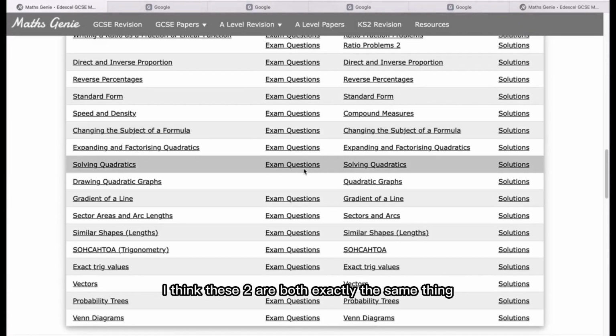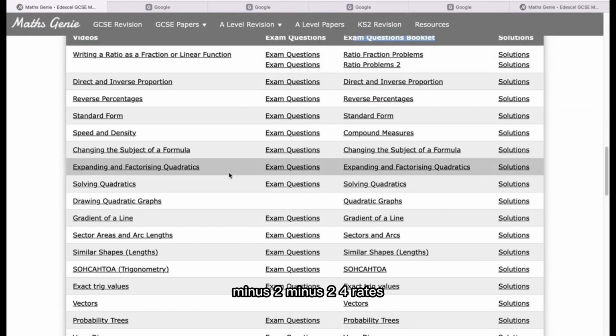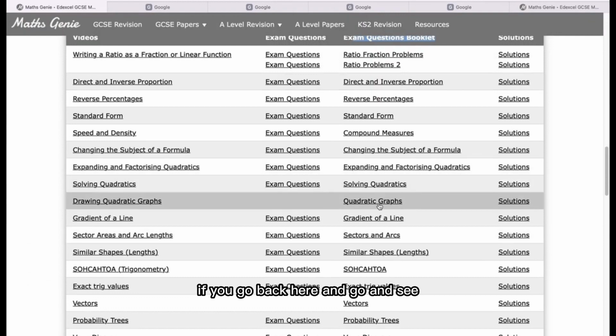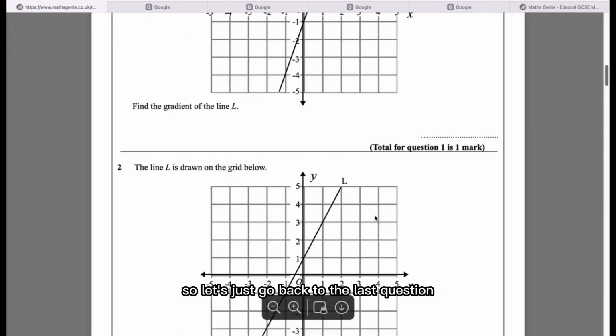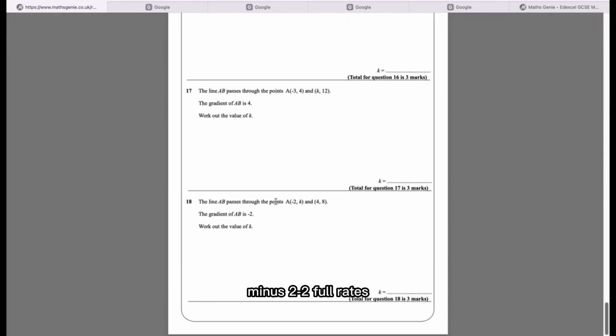I think these 2 are both exactly the same thing. If you go to exam questions and look at the final ones, it's -2, -2, 4, 8, -2, -2, 4, 8. So if you go back here to the gradient of a line, let's go back to the last question. Is it -2, -2, 4, 8, -2, -2, 4, 8?